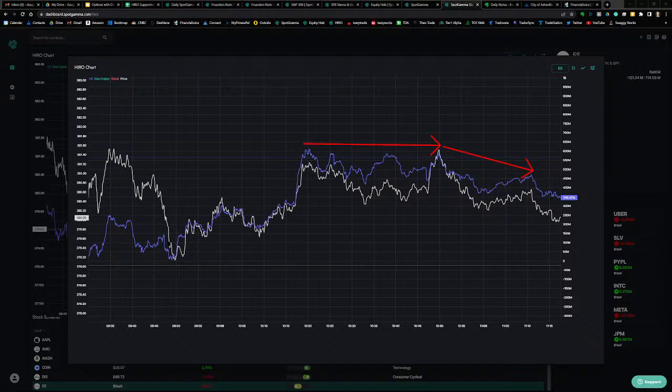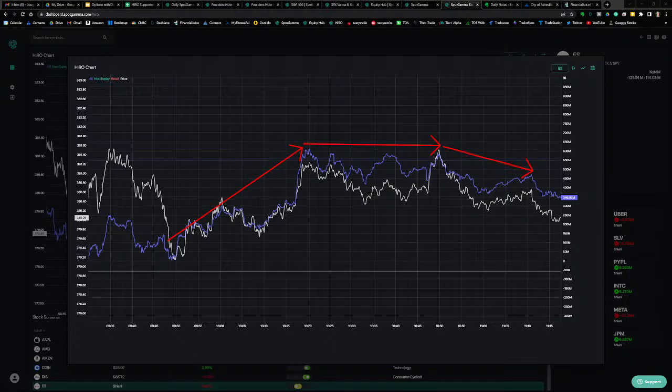So options trades driving price higher, then showing the peak, and then starting to fall as options trades become negative delta.